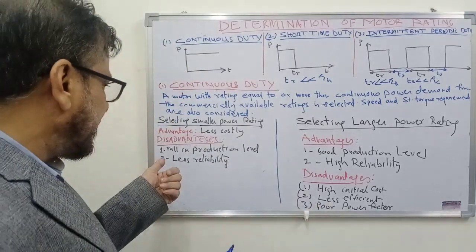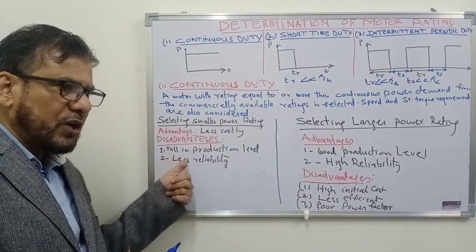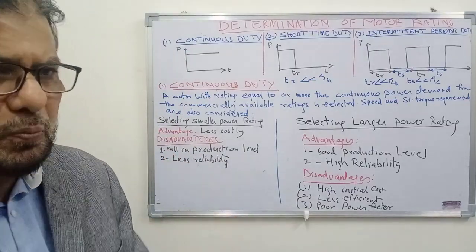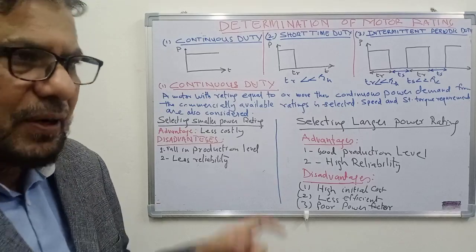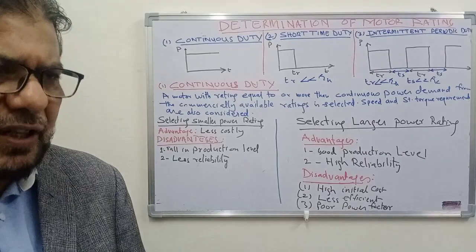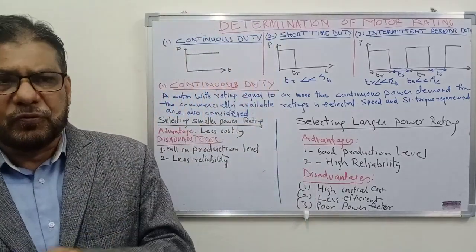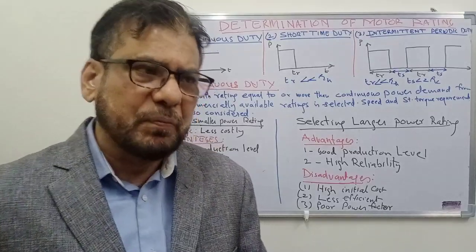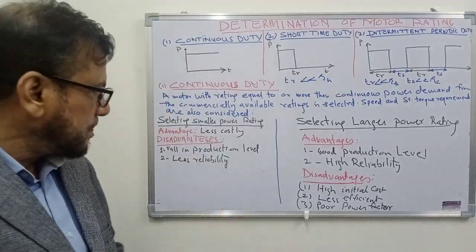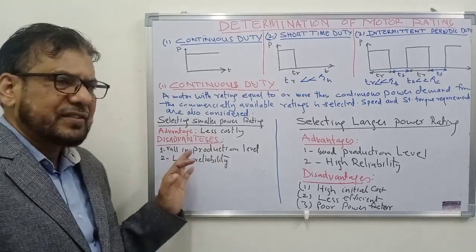But it will have certain disadvantages. It will not be able to produce the output that is desired from the motor. For example, you are running some pump, and if you select a motor of lesser power rating, the water flow from the pump will be reduced. It will not be as you expect from that pump. So that is a fall in production level. Number 2 is less reliability.